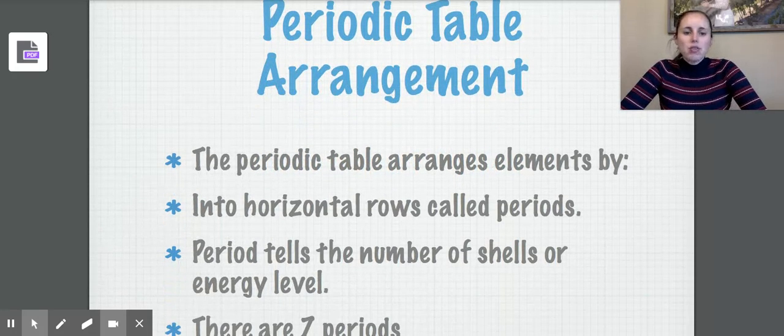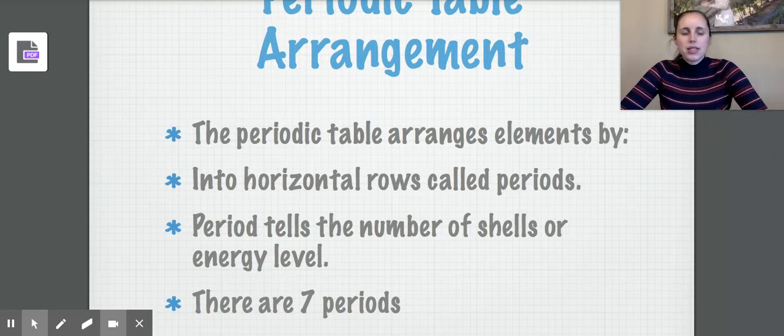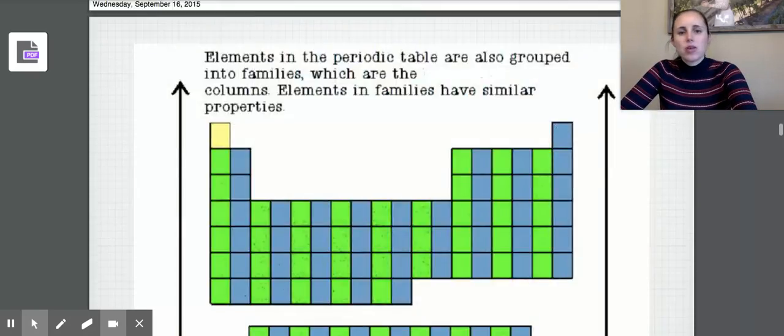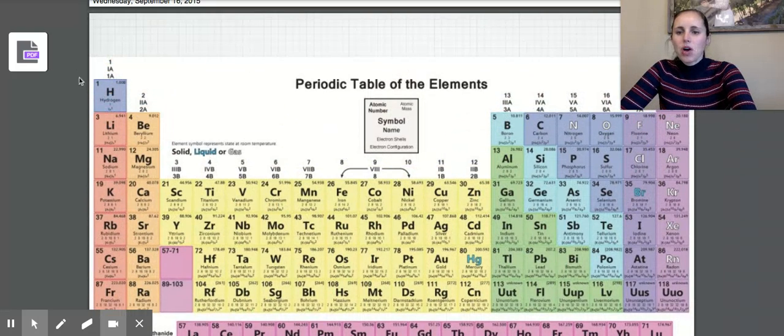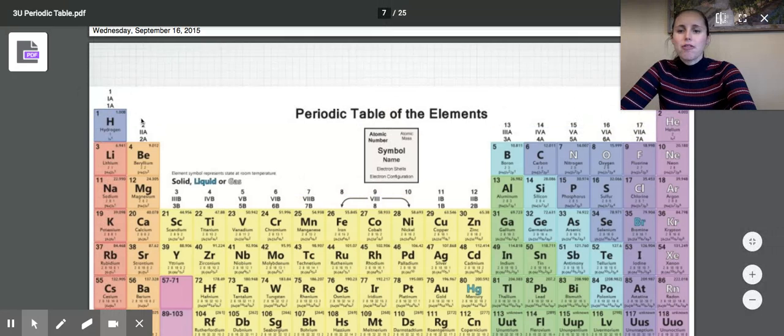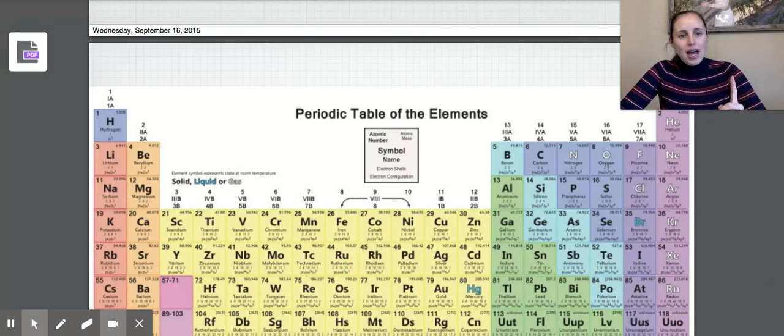We also have those horizontal rows called periods. Again, periods, there's 7 of them in the periodic table, and that's actually telling you the number of shells or the energy level. So again, if we go back to our periodic table up here, I would call this row here, hydrogen and helium, the first energy level. And when you draw a Bohr-Rutherford diagram, it's going to have 1 ring. Here, lithium, beryllium, boron, carbon, that's going to be your second energy level.